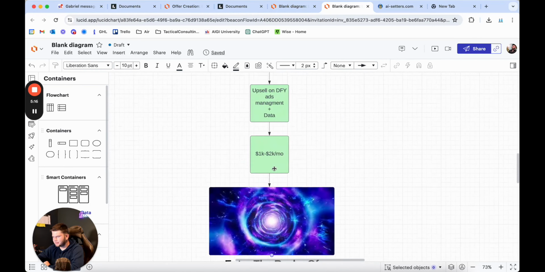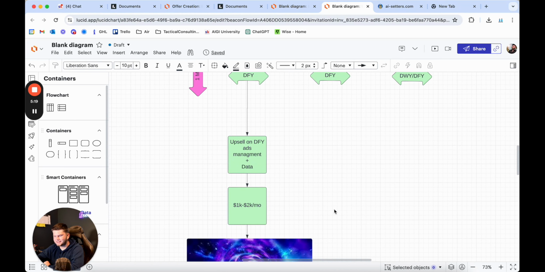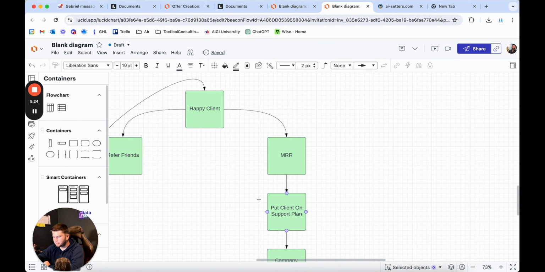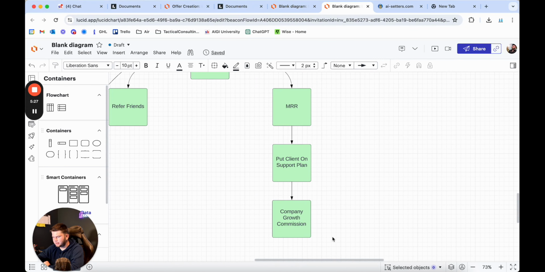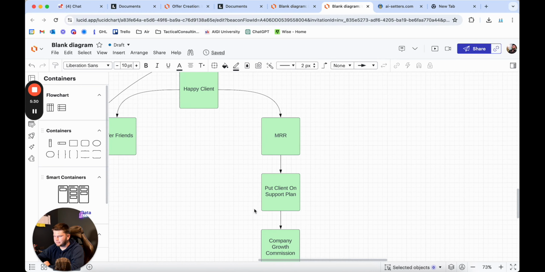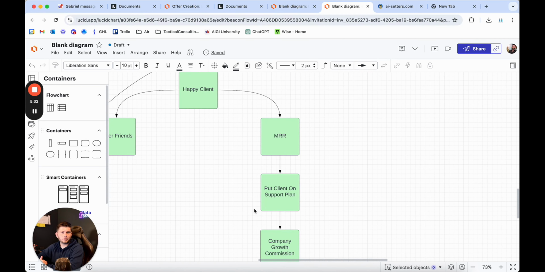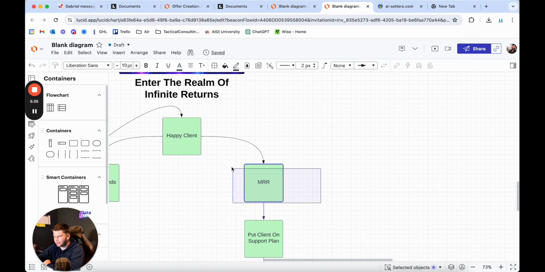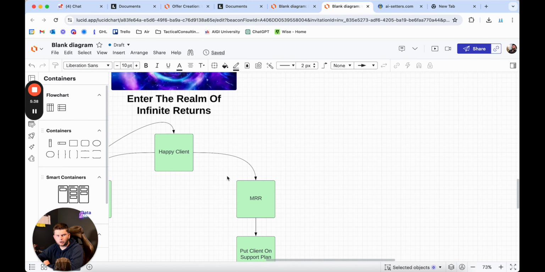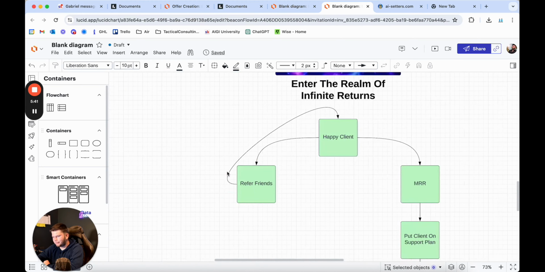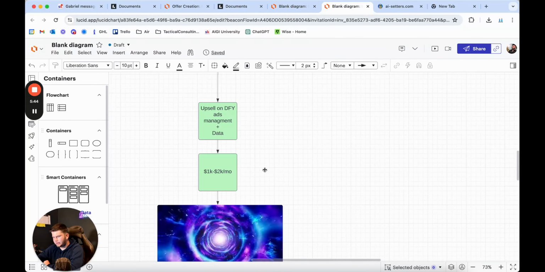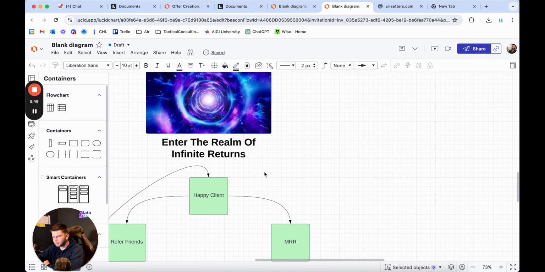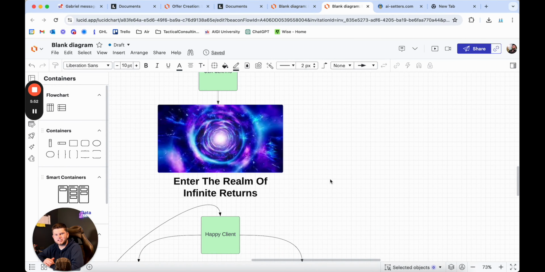But the crazy thing is they're also going to be upsold on ads management and data for $1,000 to $2,000 a month every single time, which means you put them on that support plan for ads management and data and company growth commission as well. That's something where you get to that next level where you can have equity in their company if they do well. But essentially, this is the main thing, that MRR, building up that monthly recurring revenue to be crazy off of the amount of referrals you have and then people who buy the products. Crazy. Absolutely crazy. So that said, that's exactly how you price your AIGI offer. That's it, guys. I'll see you guys in the next one.